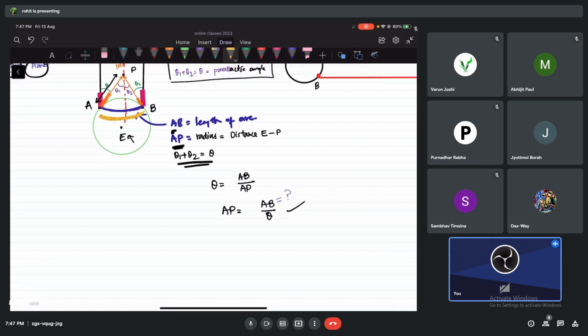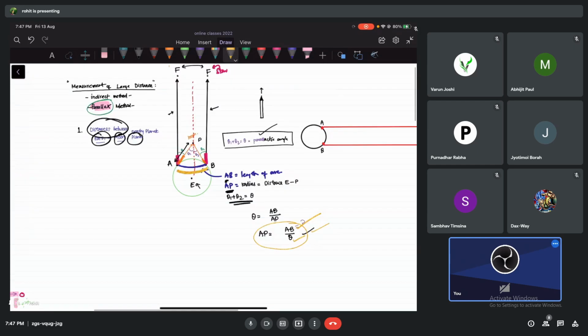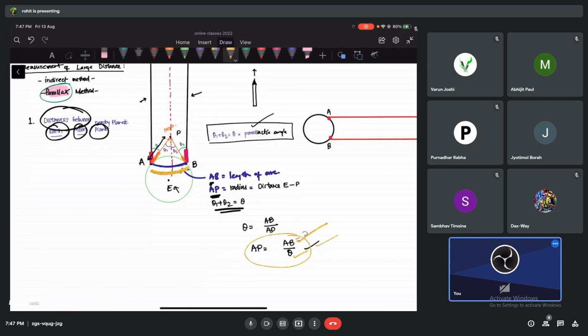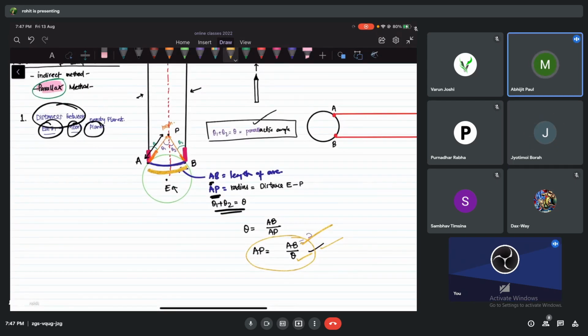The distance between 2 points on Earth, we know that. So we know what is AB. Do I know what is theta? Yes, theta is theta 1 plus theta 2. So this is how you are going to measure the distance between what and what? Earth and the moon, or let's say any nearby planet. I will show you very quickly. Another one also, and then I think I have to stop.